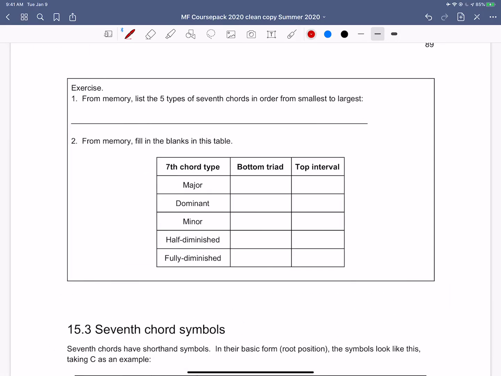I'll demonstrate this exercise. You can do this on your own without any input from me, but I'll just continue through it so that you've got the answers to check. So from memory, list the 5 types of seventh chords in order from smallest to largest.